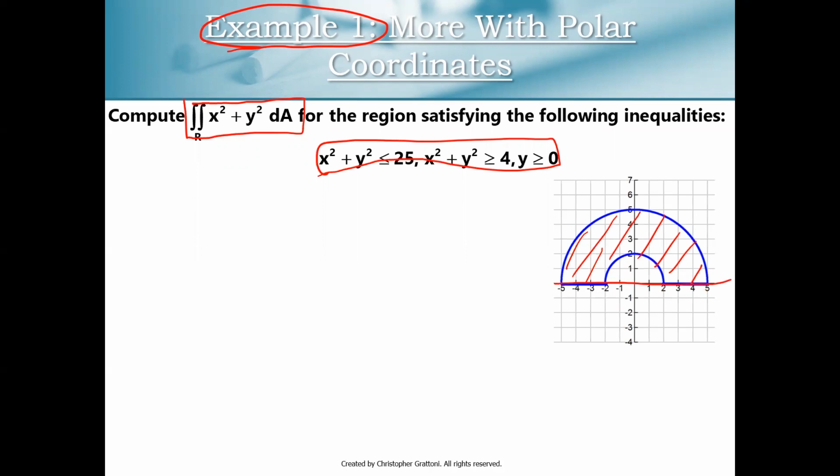Now, remember, this is not an area calculation, so I can compute the area of this half donut pretty easily, just doing pi r squared over 2 for the big circle minus pi r squared over 2 for the small circle, but that's not what we're asked for, right? We're not supposed to compute the double integral of 1 dA. Instead, we want the double integral of x squared plus y squared dA.